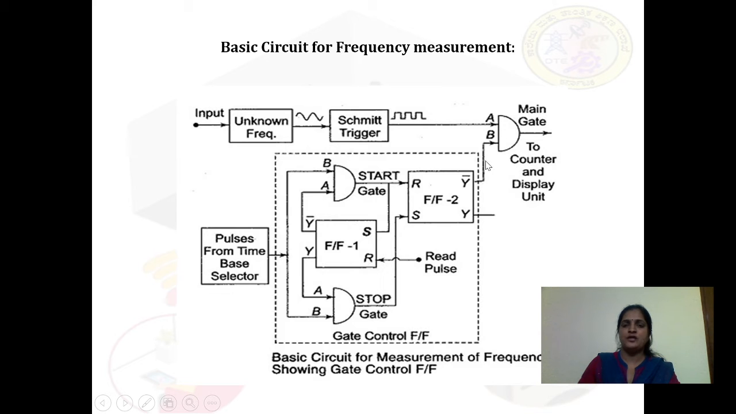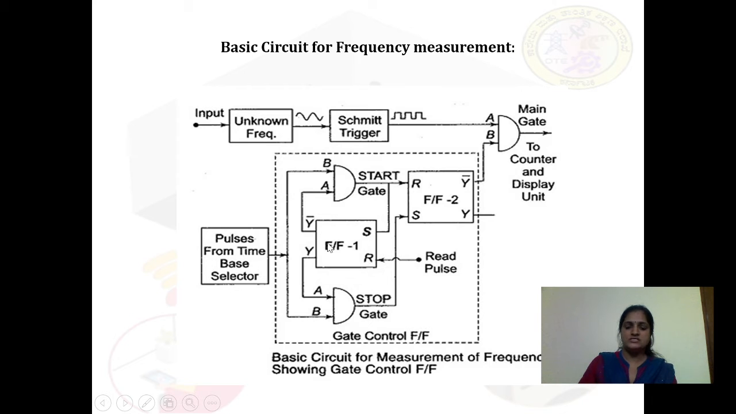So this B input depends upon the operation of these 2 important flip-flops, flip-flop 1 and flip-flop 2. Here we have implemented an SR flip-flop, and initially flip-flop 1 is at logic 1 state, and the output Y is applied to A of the stop gate. This will enable the stop gate, and this Y bar is applied to A of the start gate. This will enable the start gate.